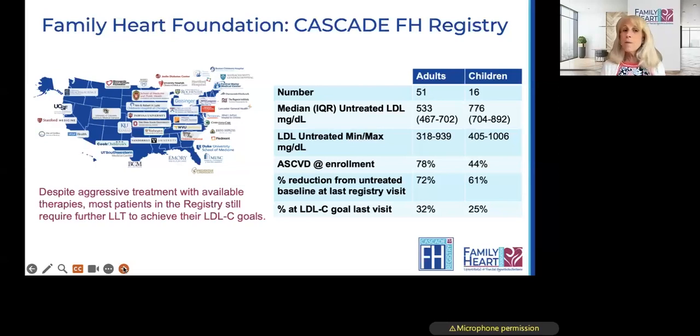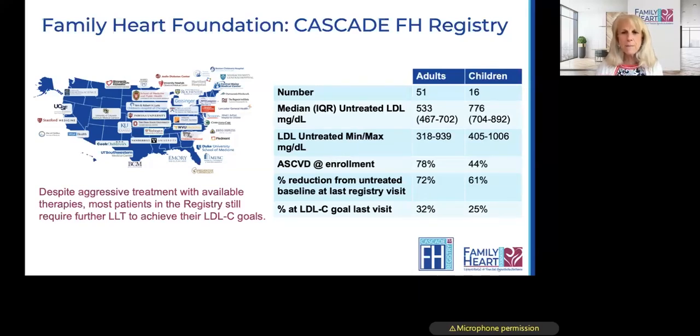This looks at the sites that we have in our registry. So you can see we have sites all across the country. There are 40 sites, but specifically 20 sites contributed to this particular paper. And what we see here under the adults, we have 51 adults and 16 children, so a total of 67. I would like to point out that now that it's 2023, we have 92 patients with homozygous FH in the registry now.